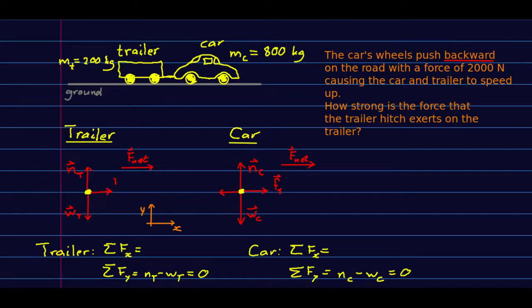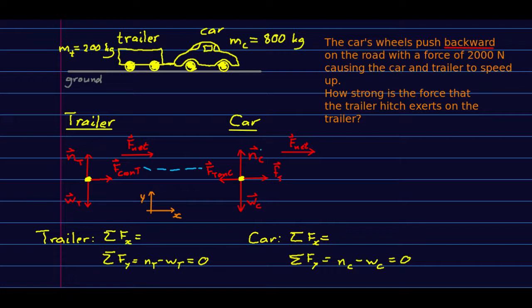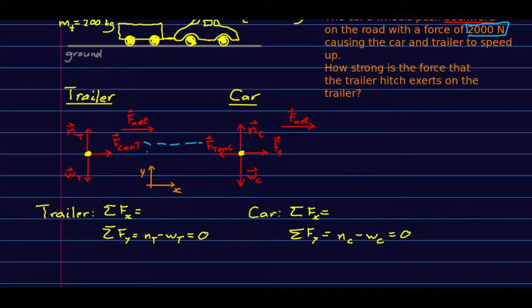And so I'll call those F car on trailer and F trailer on car. And that makes it pretty clear that that's an interaction pair. And so those will have equal magnitude. And similarly, this static friction force forward on the car, that's 2,000 newtons. And what we want is F car on trailer. That's what we're looking for.